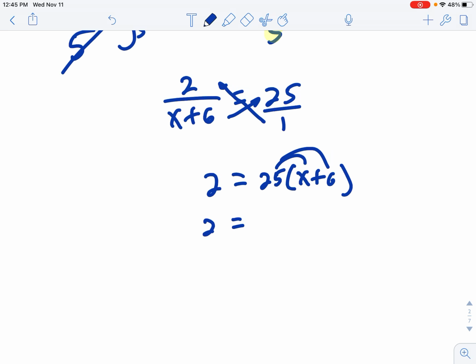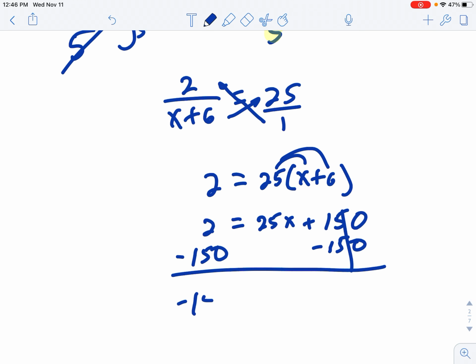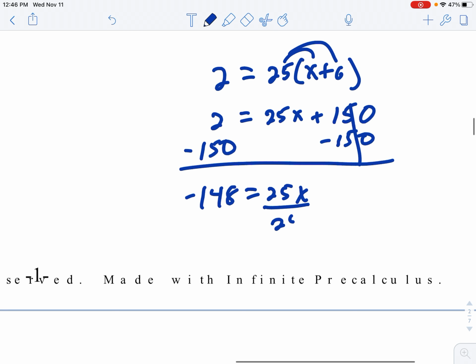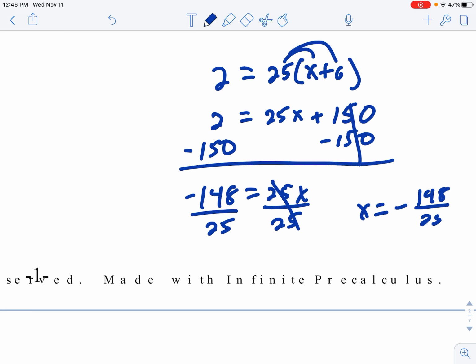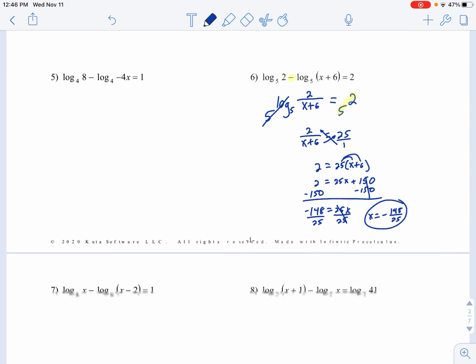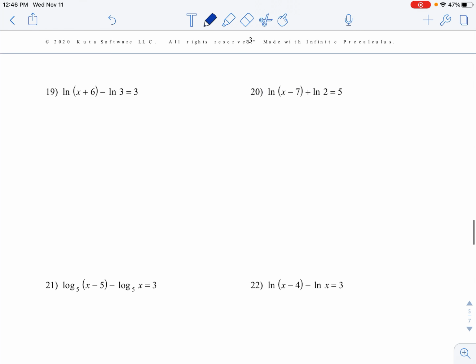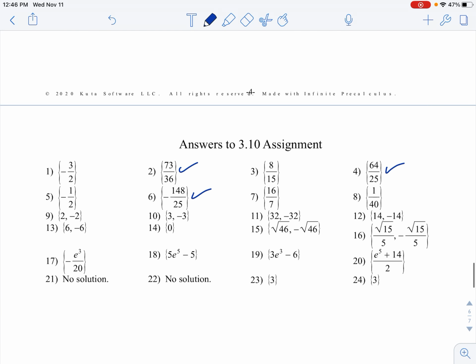So 2 equals 25x plus, what's 6 times 25? 150. Now subtract 150. 2 minus 150 is negative 148 equals 25x. Divide by 25 to isolate x. And I think you're done. I don't think this will simplify. Negative 148 over 25 should be the answer to number 6. And there it is.